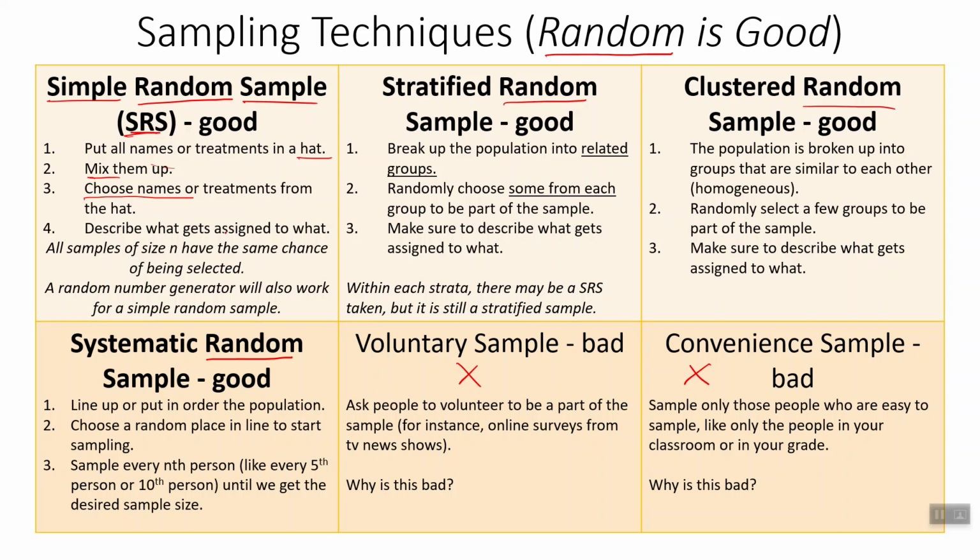All right, and whatever we get, they just describe what ends up being, like, do we ask them questions? Do we put them in our experiment? All right, the technical definition for a simple random sample is all samples of size n have the same chance of being selected. I won't really quiz you on that as long as you know how to take the sample.